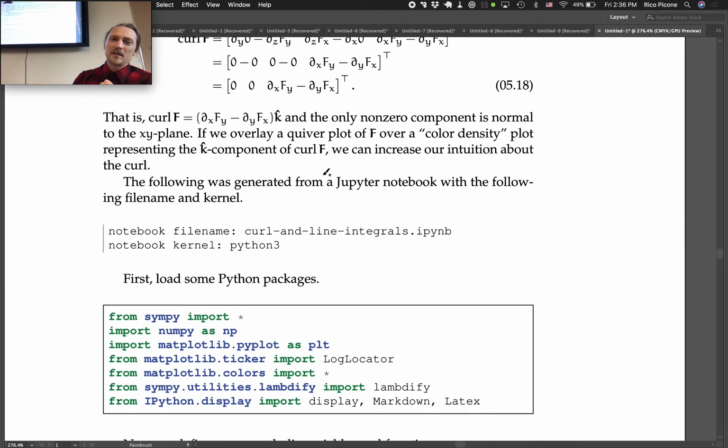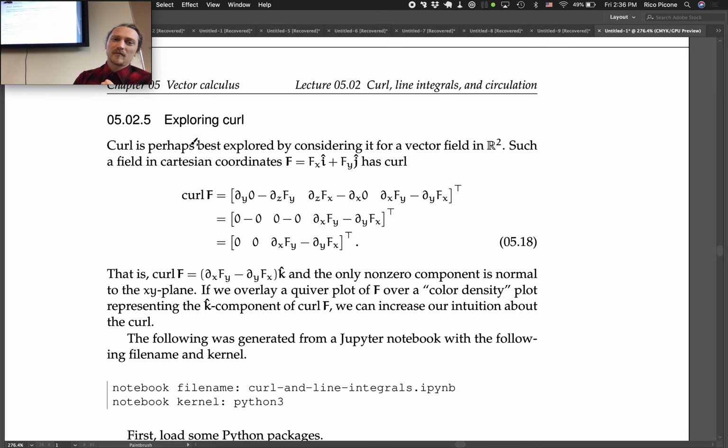Okay, so let's explore this. Curl is perhaps best explored by considering it for a vector field in R2, such that a field in Cartesian coordinates has this curl. So we're going to have 0 in the z direction.